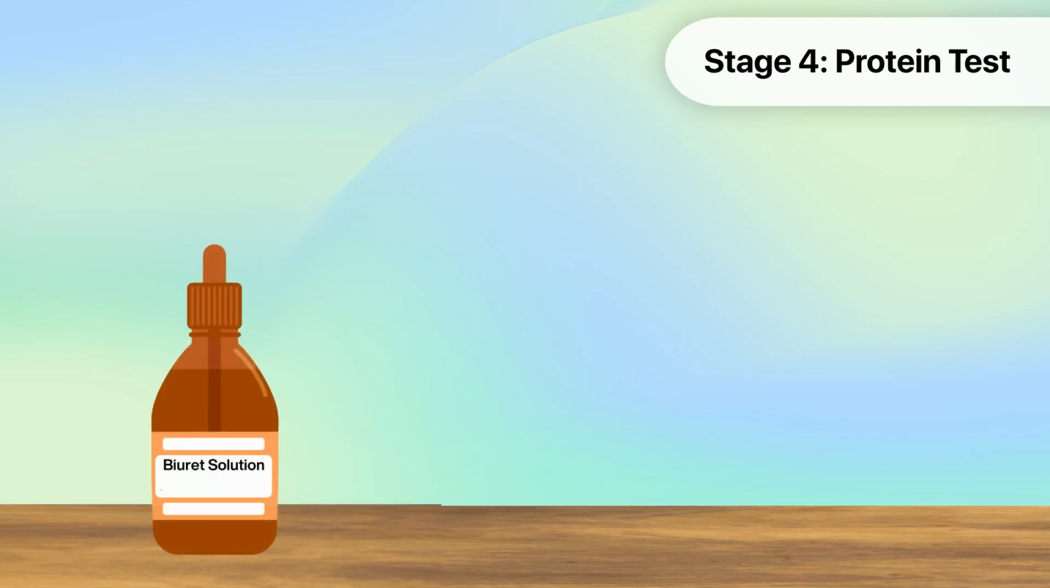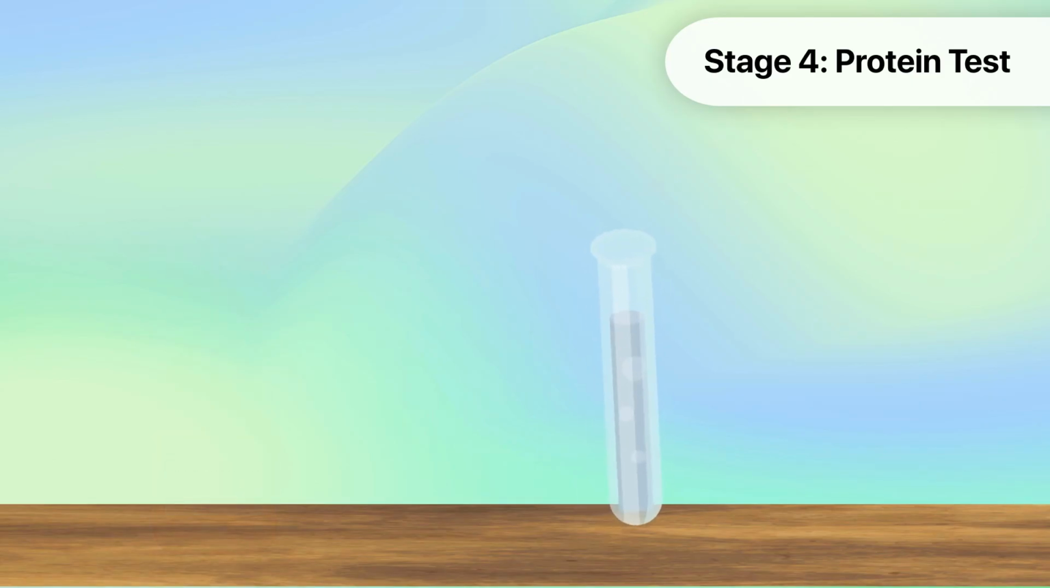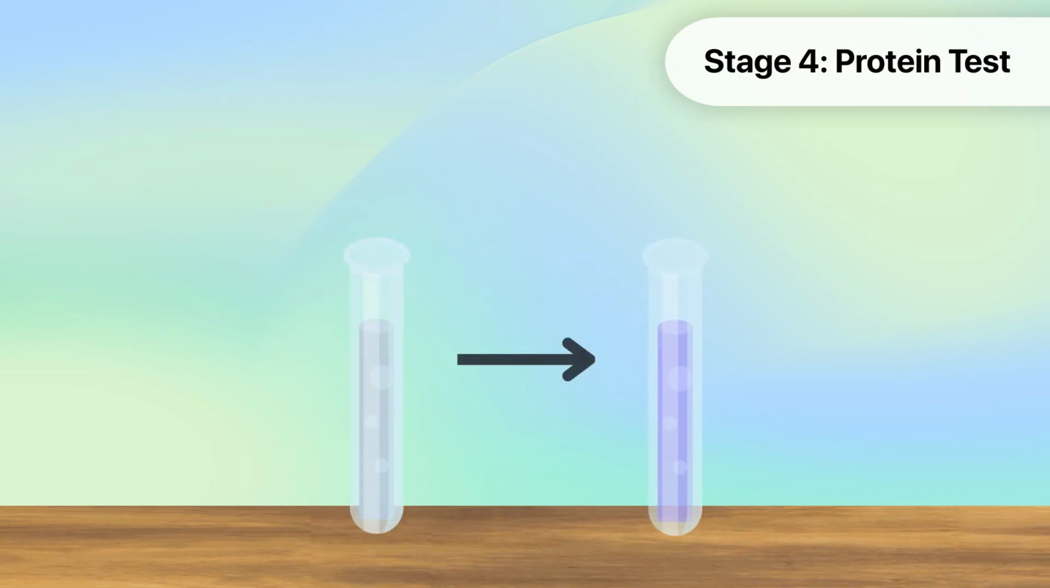Time for our third food test. In this test, we will use biuret solution to test for the presence of proteins in a sample. Start by putting 2 centimetres cubed of the food sample into a test tube. Then add biuret solution and mix gently by shaking the tube. If protein is present, the solution will change from blue to pink or purple.